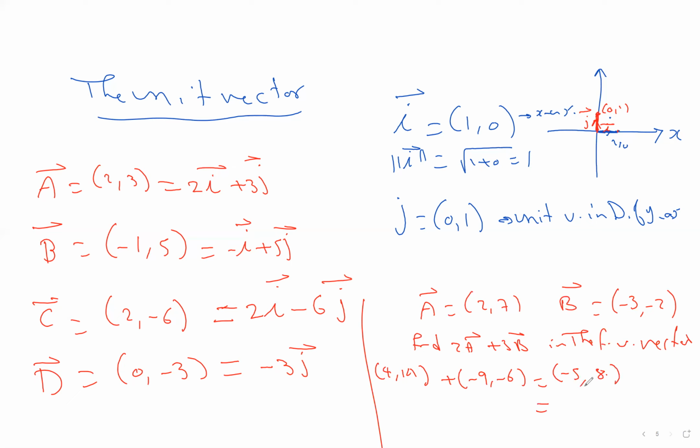When we write this, it is a vector. When you write it in the fundamental unit vectors, you will write -5 in the direction of the x-axis, which is -5I, plus 8 in the direction of the y-axis, which is 8J. Is it okay? Okay. You understand?